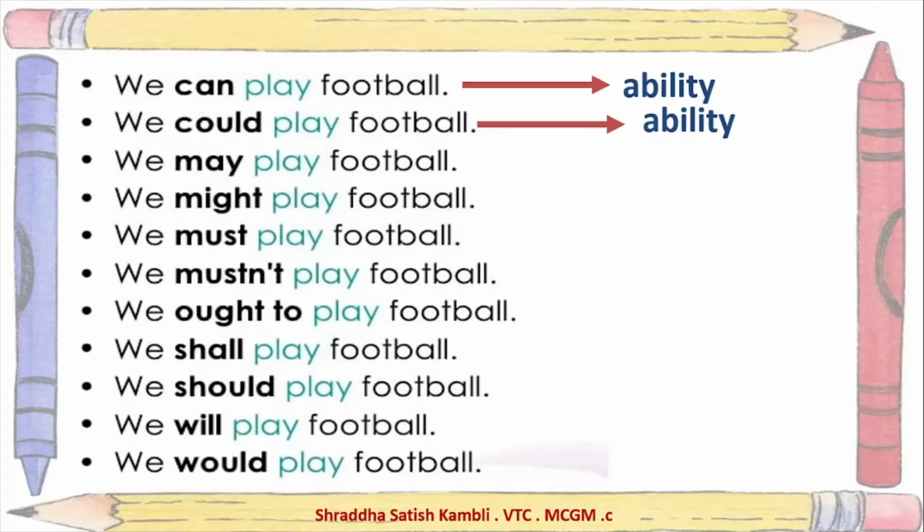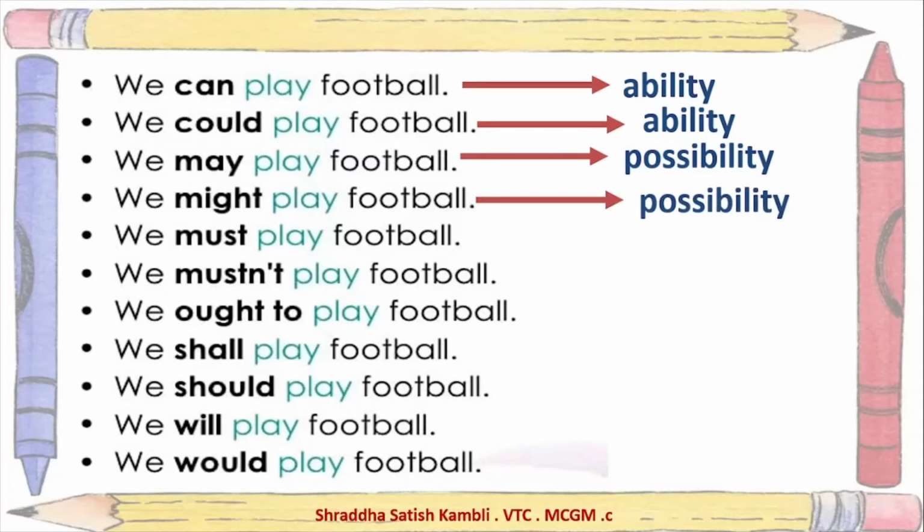We may play football, may. Now here may indicates possibility. That is, we want to play football. Now it depends on whether there is a ground available. If there is a ground available, then we may play football. So that is a possibility. We might play football is again a possibility. Now when I show you a chart, you will see that may and might have got different percentages of possibilities.